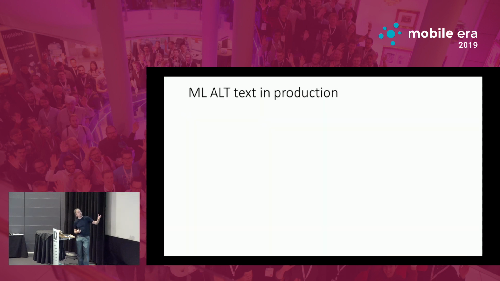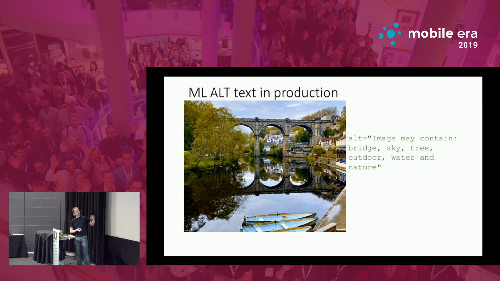This is actually used in production now. People are actually using machine learning to generate alt text for images, and Facebook is doing this. So this is an image my friend posted on Facebook just the other day, and you can see the alt text says, image may contain bridge, sky, tree, outdoor, water, and nature. It's not really describing the picture, it's kind of just listing the stuff that's in the image. To me, that's not great alt text, but at least if someone was unable to see the image, they would have an idea of what they're seeing here.